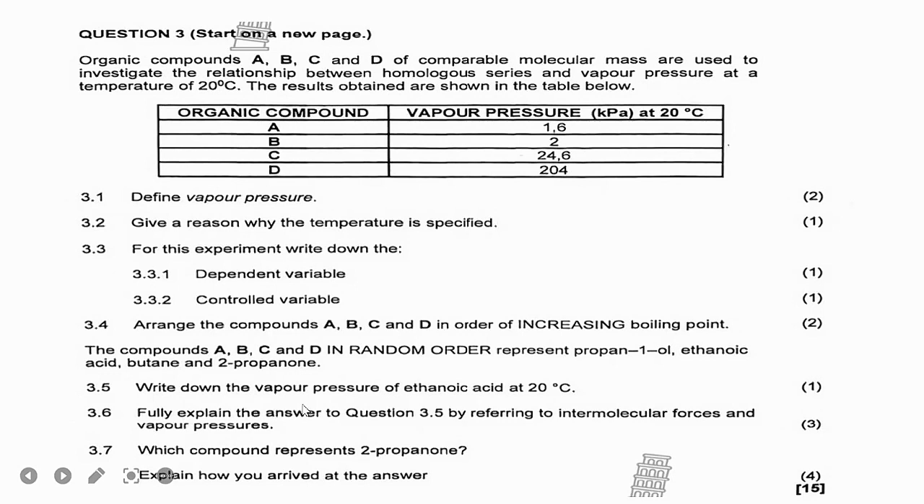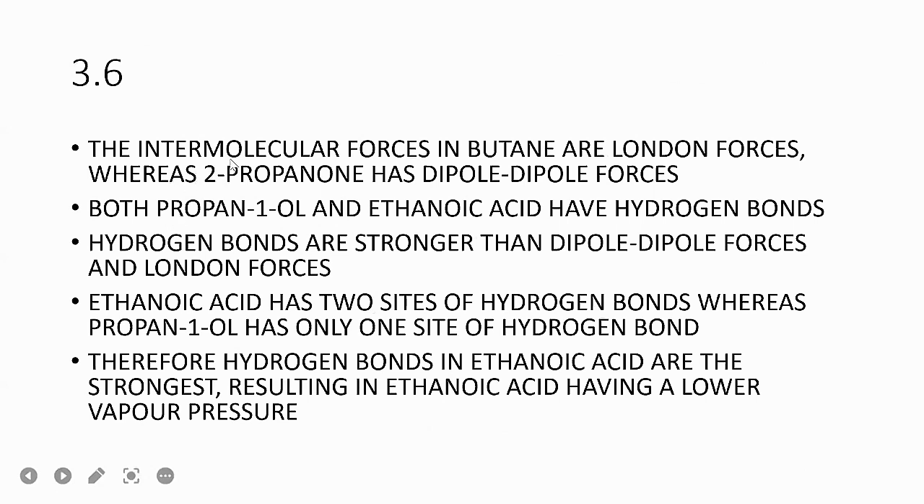Now 3.6. They're saying fully explain the answer to question 3.5 by referring to intermolecular forces and vapor pressures. So now we want to explain why we say ethanoic acid is the one with the vapor pressure of 1.6 kilopascals. So how do we go about that one? We say the intermolecular forces in butane are London forces, whereas 2-propanone has dipole-dipole forces, right? And then both propan-1-ol and ethanoic acid have hydrogen bonds.